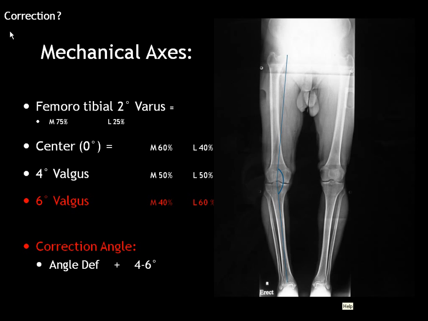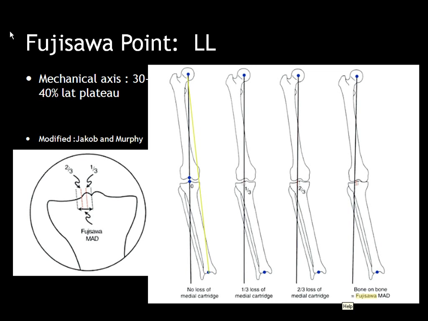So on this patient, you measure the current angle and then you add 4 to 6 degrees according to the degree of osteoarthritis. But then Fujisawa came and he said that all these angles are a bit confusing. We're measuring too many angles, we're adding numbers, and this is becoming too much confusion. So he said, I want to measure one angle, and this is my angle of correction.